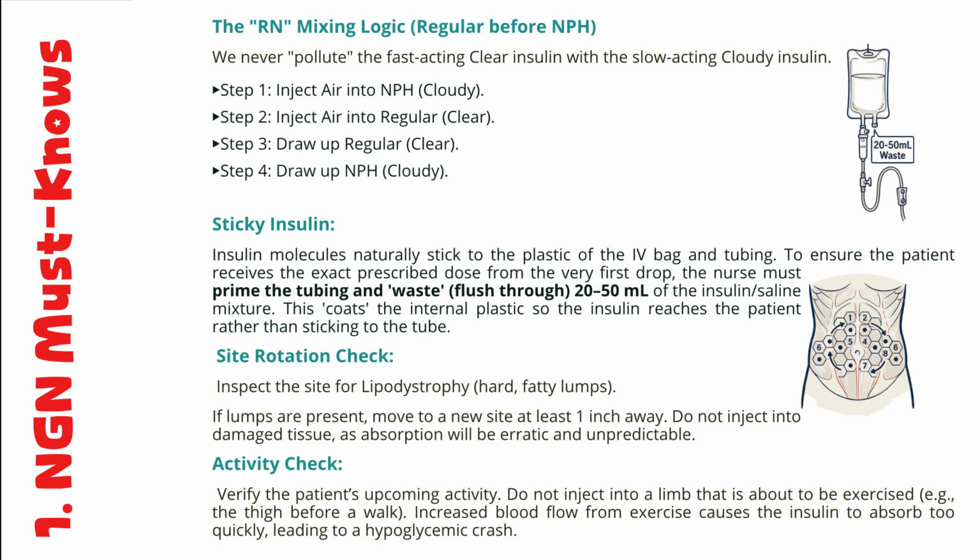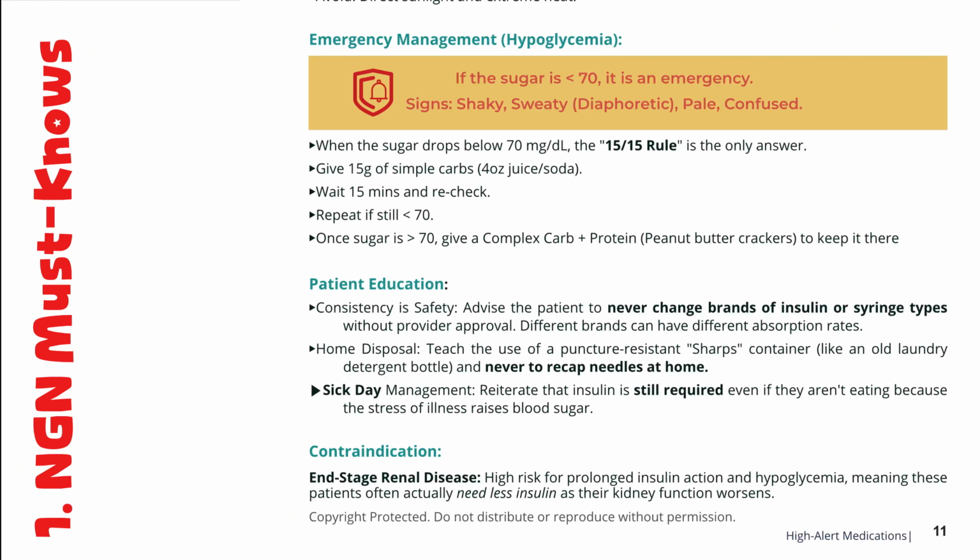If blood glucose drops below 70, execute the 15-15 rule. 15 grams of simple carbohydrate, wait 15 minutes, recheck, repeat if still low. Once it rises above 70, give a complex carbohydrate with protein, peanut butter and crackers to prevent a secondary crash.